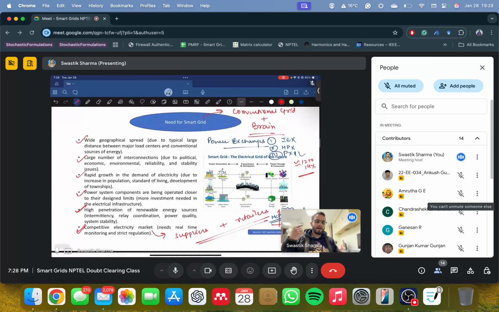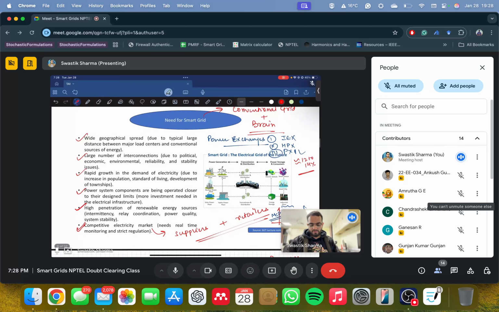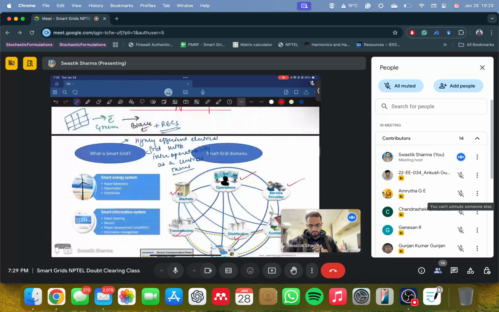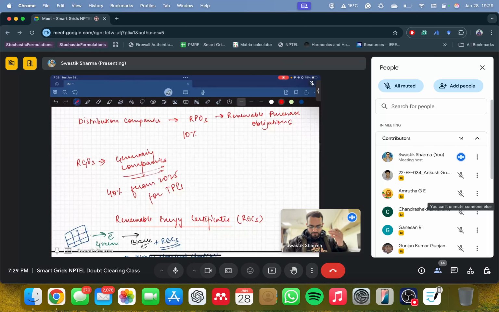Then we came to why we need a smart grid: we have a very wide geographical spread, a large number of interconnections, rapid growth in demand that we want to facilitate, and so many power system components. And now the one big concern is the integration of renewable energy, which is highly variable and intermittent. Then I don't know why we digressed to RPOs, but we did.